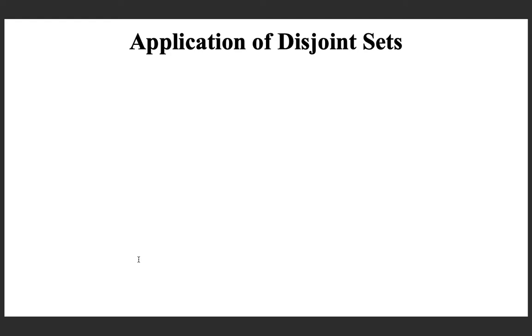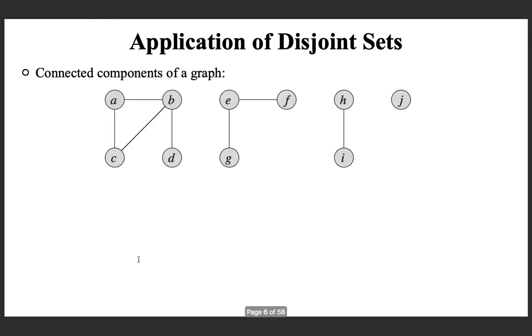Now, before we see how we can represent disjoint sets, let us look at an example application for disjoint sets. Now you see this graph with 10 vertices. You can see that the graph contains 4 disconnected components. This is a component, this is another component, this is the third one and the last one.